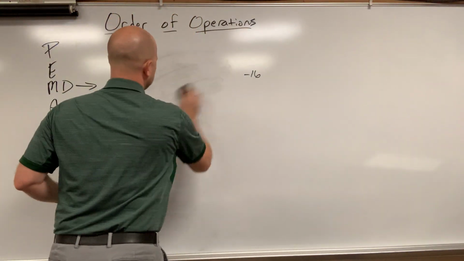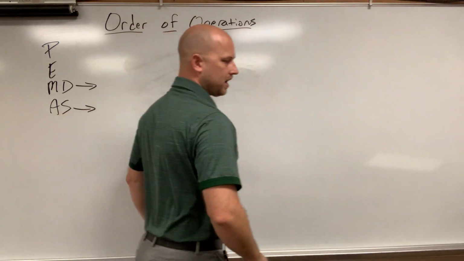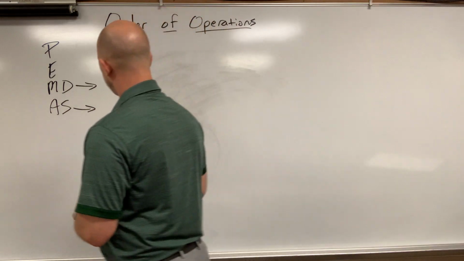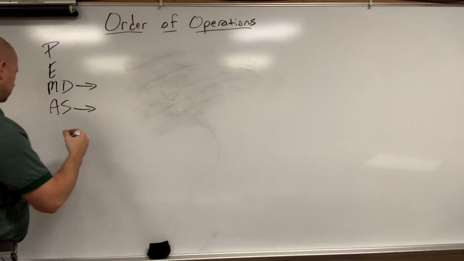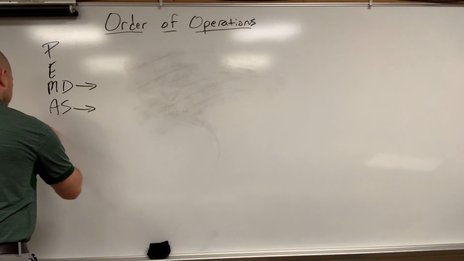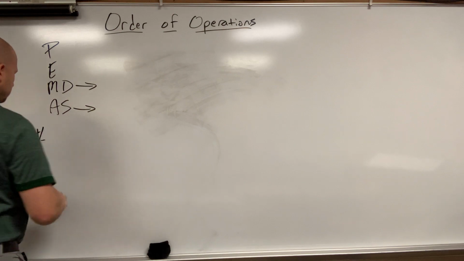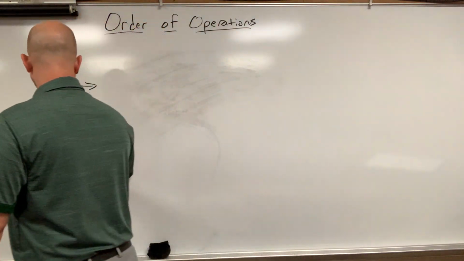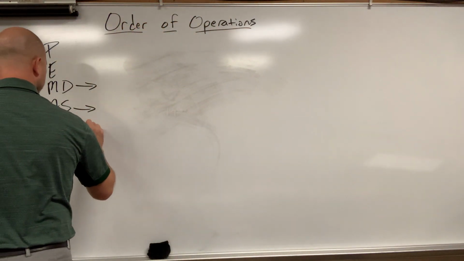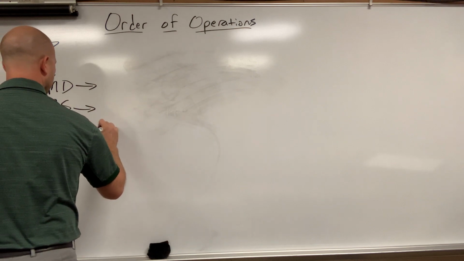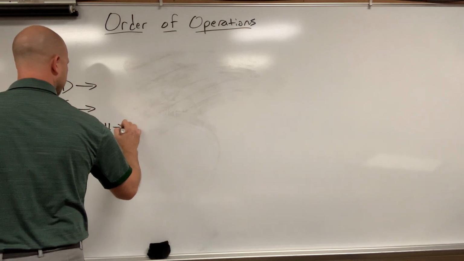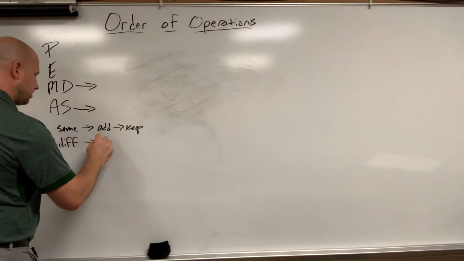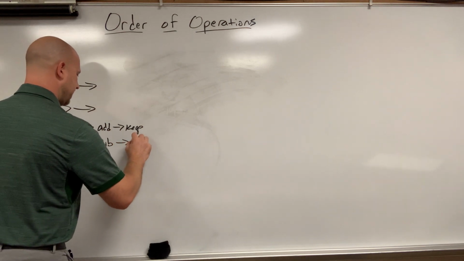All right, some reminders of your rules: addition and subtraction of integers, multiplication, and division. I'm going to write those over here. So here's our order of operations, and let's do addition and subtraction first. When you're adding and subtracting, same signs, add, and then keep. Different signs, subtract, and then larger.